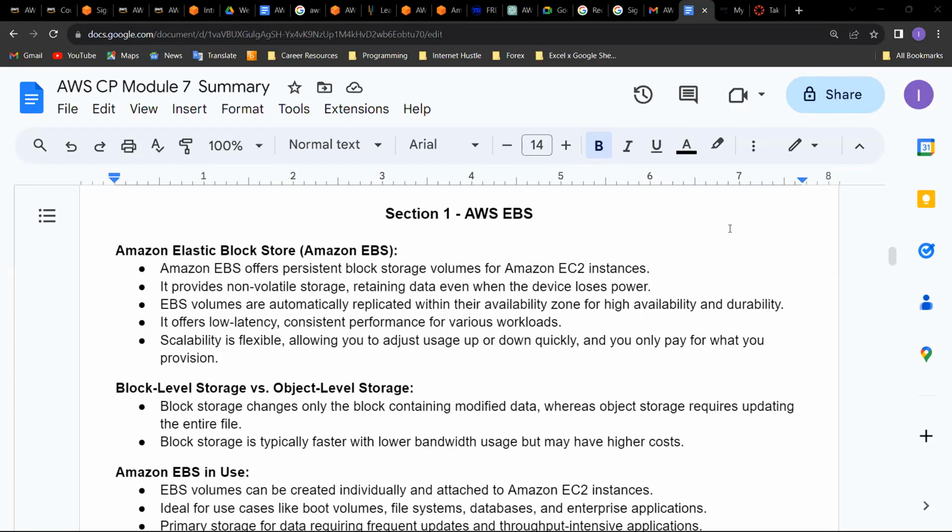And EBS volumes are automatically replicated within the availability zone for high availability and durability. So replication of your EBS volume is not done by you. It's automatically done. You get it? So if you are in one availability zone and you create your EBS volume there, anywhere around that availability zone you'll be able to access it.